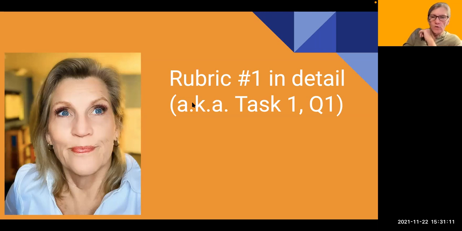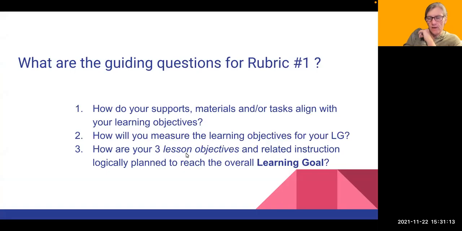question one. Question one has four parts to it, but the guiding question behind question one is basically how do your instructional strategies, whether it's your supports or materials or tasks, align with the learning objective? So how did you choose things that get to the objective that you're trying to have your student reach? How will you measure those learning objectives for your learning goal?